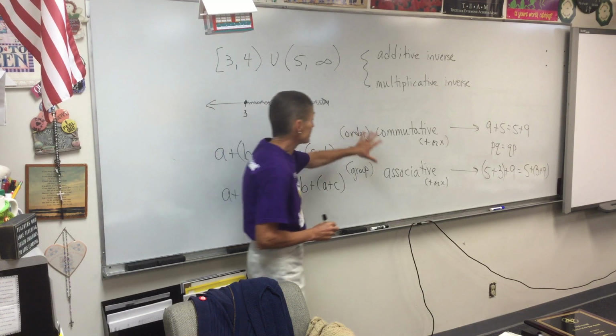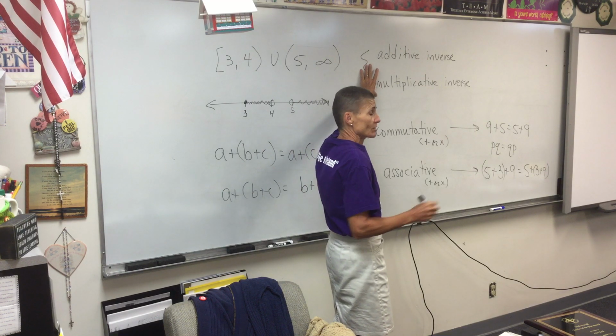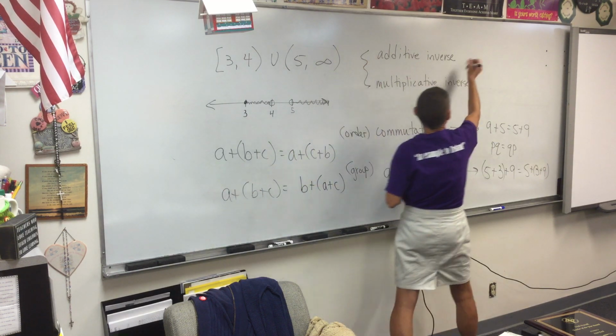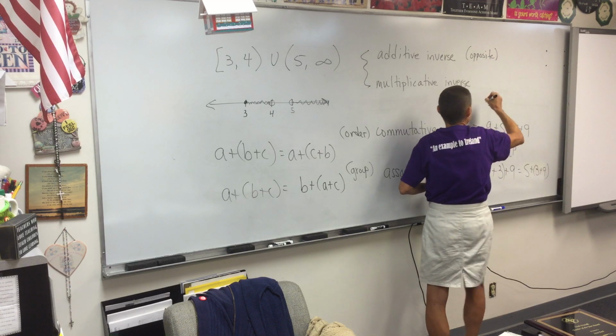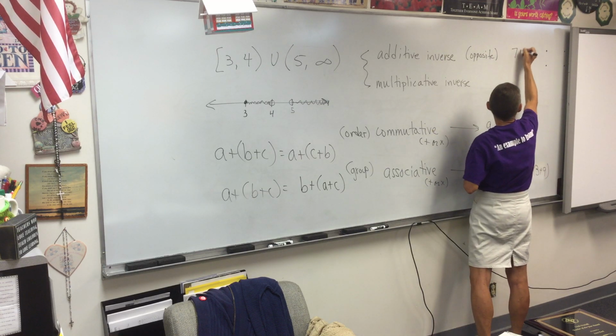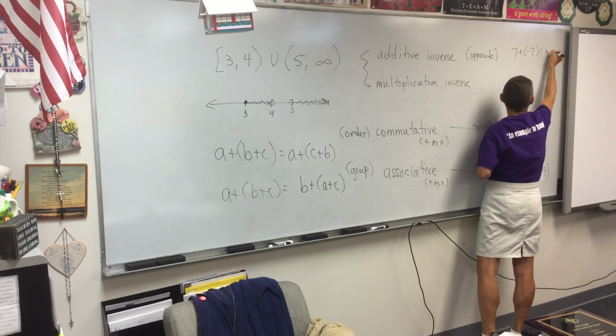All right, so we got commutative, associative. We've never done the inverses yet, so let me just help you out here. Another word for additive inverse is opposite. And it would look like this: 7 plus negative 7 is 0.